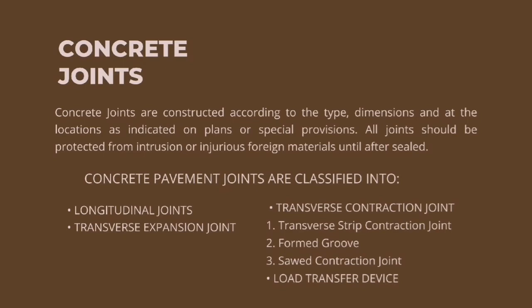Used when the paving operation is interrupted for longer than 30 minutes. These joints are commonly used at the end of the paving operation each day. Third is construction joints, a sawed form or tool groove in a concrete slab that creates a weakened vertical plane. So there are 3 types of construction joints. First is transverse strip construction joints. Second is formed groove. Third is sawed construction joints. And last is load transfer device, the term used in industrial flooring to describe the mechanism which allows the load imposed on one side of the joints or cracks to be transferred to the adjacent side.